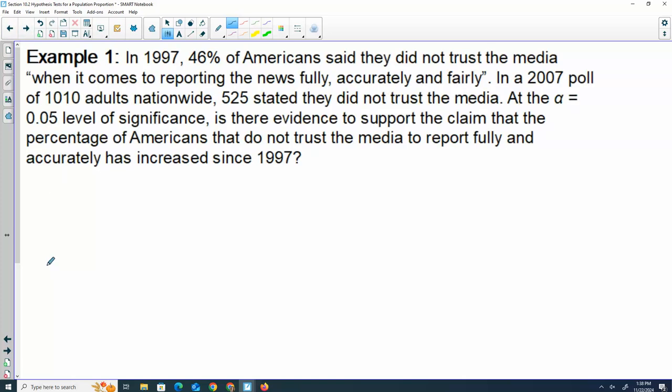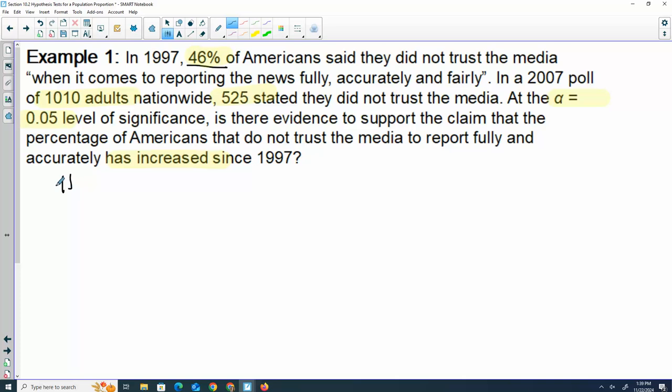So in 1997, 46% of Americans said they did not trust the media when it comes to reporting the news fully, accurately, and fairly. In a 2007 poll of 1,010 adults nationwide, 525 stated they did not trust the media. At the alpha equals 0.05 level of significance, is there evidence to support the claim that the percentage of Americans that do not trust the media to report fully and accurately has increased since 1997?